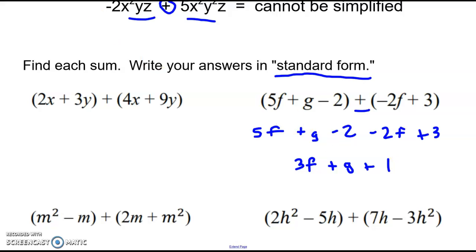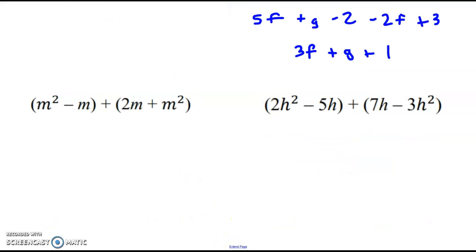Okay, now we're going to do this fourth problem here together. I have 2h squared minus 5h plus 7h minus 3h squared. But again, because this operation is addition, I can really just disregard these parentheses and add all the like terms. Keep in mind, even though they're all the same variable, the exponents are different. So 2h squared is going to combine with negative 3h squared to give me negative h squared, because 2 minus 3 is negative 1. And then I have a negative 5h plus 7h. This 7h is positive. So negative 5h plus 7h gives me positive 2h.